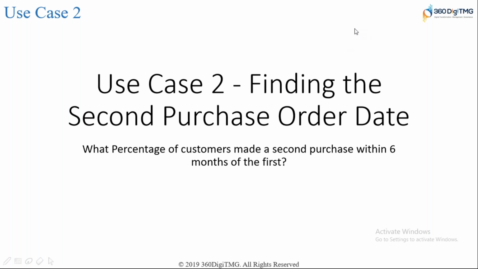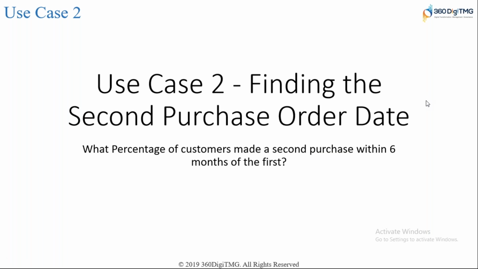So what we are trying to understand here is the percentage of customers who made a second purchase within 6 months of making their first purchase with Superstore. So basically, we are trying to check customer loyalty. People who come to the store, are they coming back again and again? And how much time are they taking between two purchases, between the first and the second specifically? So what percentage of customers made a second purchase within 6 months of the first purchase is the requirement here.